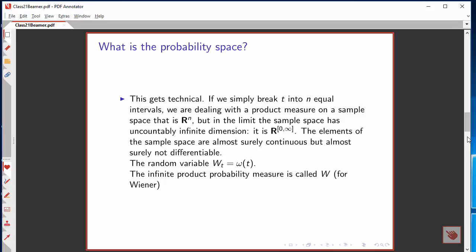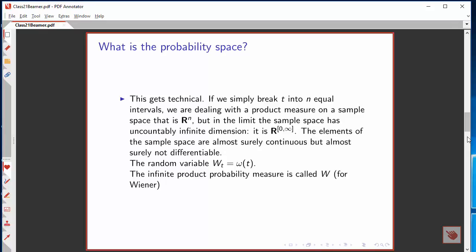And as I said, the paths that we find in this sample space, I'm not going to prove this, are almost surely continuous, but almost surely not differentiable. What does w sub t do on this sample space? Well, an element of the sample space is a function of time, gives share price as a function of time, continuous, though probably not differentiable. And what w sub t does is simply to extract the share price at time little t.